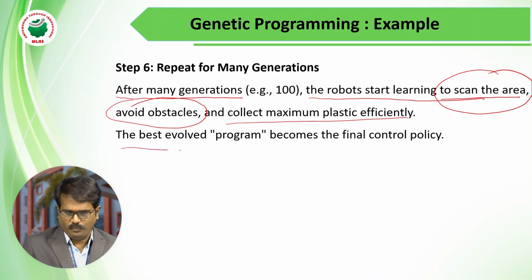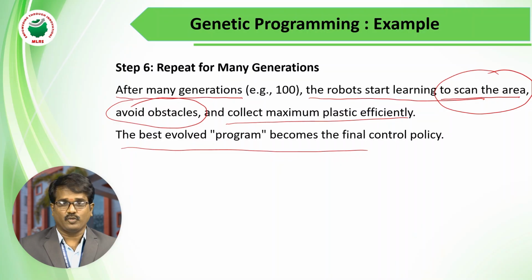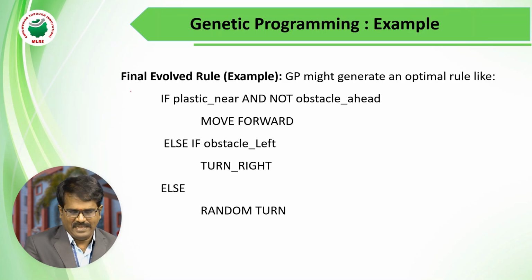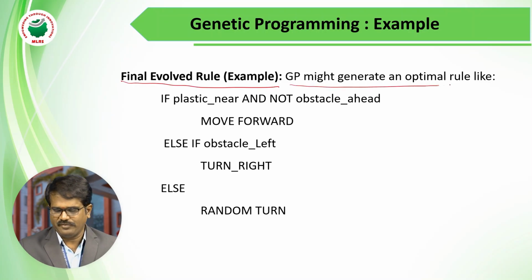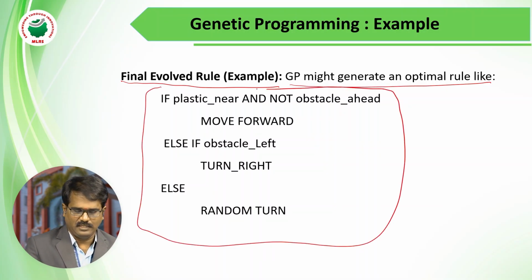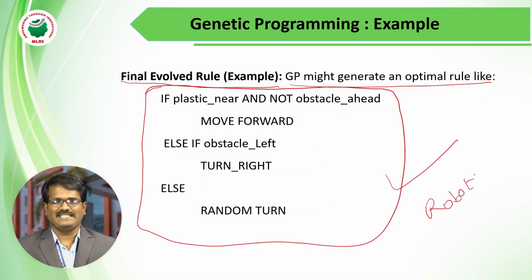So, the best evaluated program becomes the final control policy. After the completion of a number of generations, we will get a good program which can be used by the robot to collect the plastic. In this way, genetic programming gives better solutions after a number of evaluations, and helps the plastic navigation robot. Finally, the evolved rule: after the completion of a number of iterations, this is the final code we got.